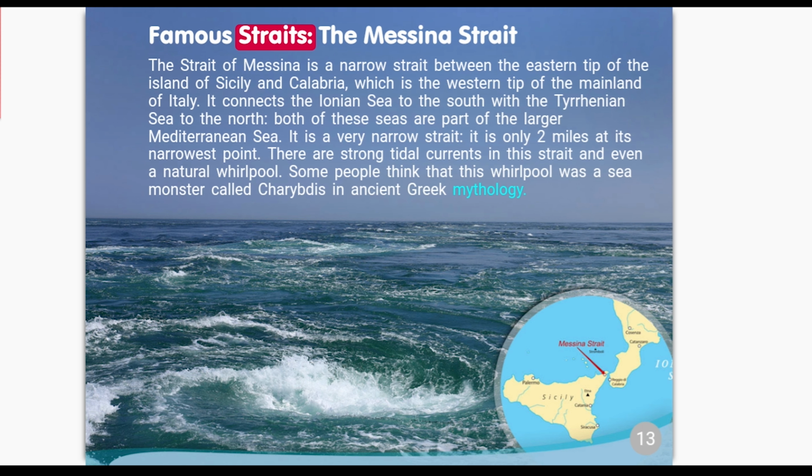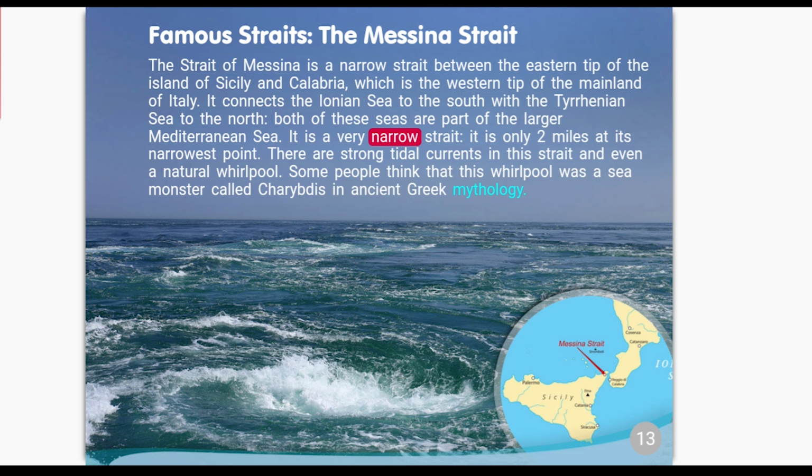Famous straits. The Messina Strait. The Strait of Messina is a narrow strait between the eastern tip of the island of Sicily and Calabria, which is the western tip of the mainland of Italy. It connects the Ionian Sea to the south with the Tyrrhenian Sea to the north. Both of these seas are part of the larger Mediterranean Sea.